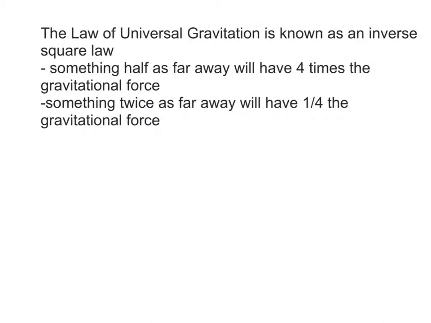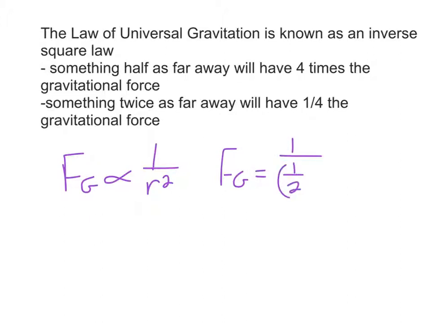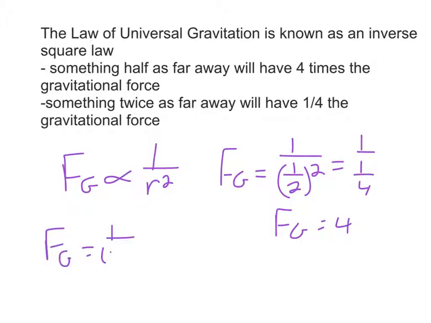Universal gravitation is known as an inverse square law, so that means something half as far away will have 4 times the gravitational force, something twice as far away will have 1/4 the gravitational force. The reason why: inverse square law means that it's proportional to 1 over the distance squared. So if something is half as far away, this is 1 over 1/2 squared. This is 1 over 1/4. Your force of gravity is 4 times. If it's twice as far, so this is 1 over 2 squared, your force of gravity is 1/4 as much.